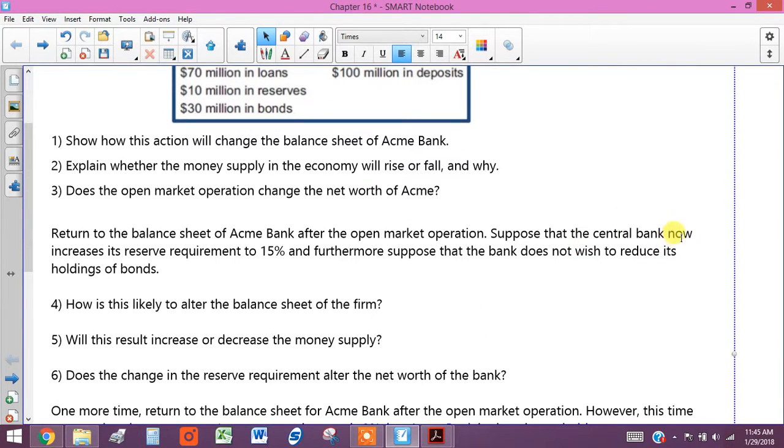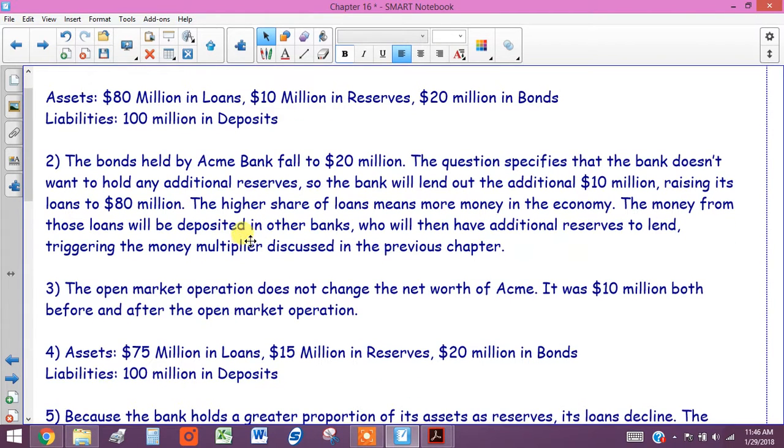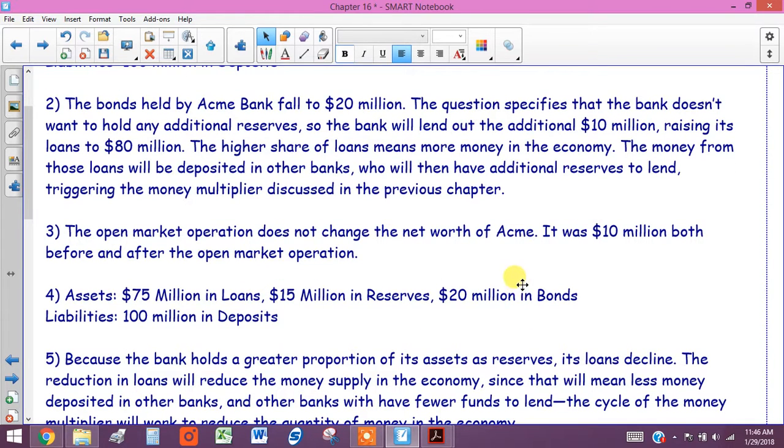Suppose that the central bank now increases its reserve requirement to 15%. And furthermore, suppose that the bank does not wish to reduce its holding in bonds. So it's got 20 million in bonds now, right? And that's going to stay the same. But they're going to have to increase their reserves to meet that 15% requirement to 15 million, and that's going to have to come out of the money that they're going to loan.